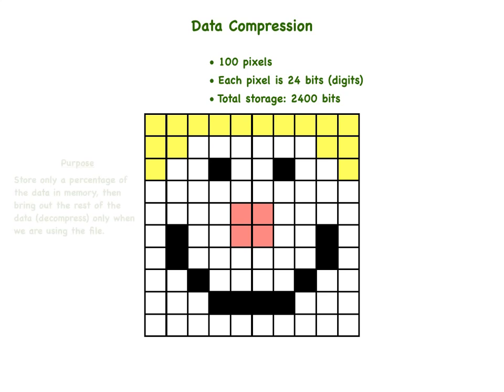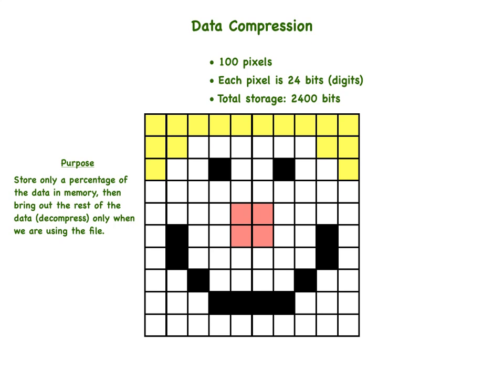The goal for data compression is to store only a percentage of that data in memory, not the entire 2400 bits. The reason for that is, since we're not looking at this picture or any other picture for that matter 24/7, why have 100% of the data stored in our computer 24/7? Rather, the goal of data compression is to store only a percentage of that data in memory and only bring out the entire full data when we're looking at the picture.